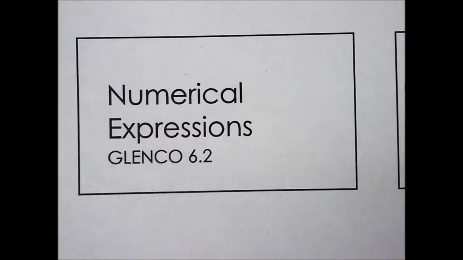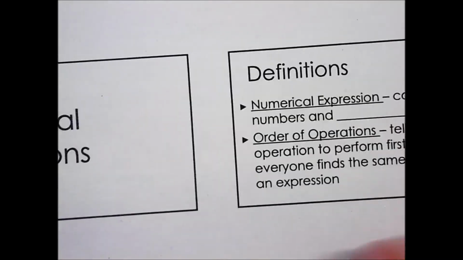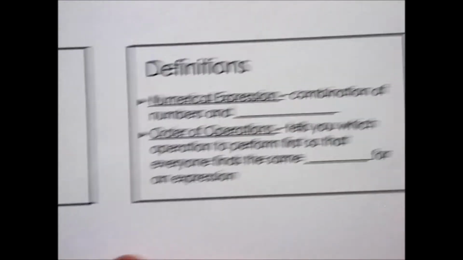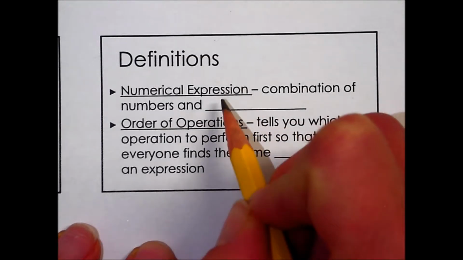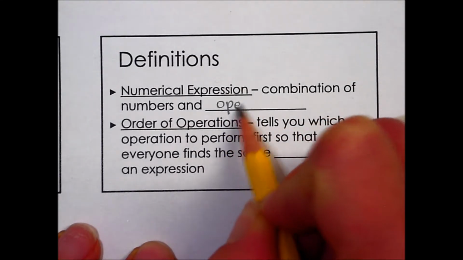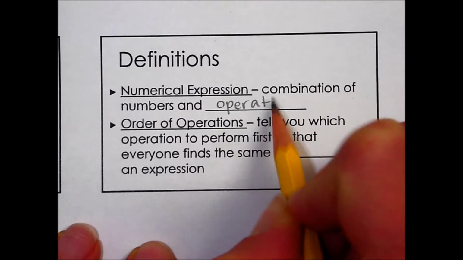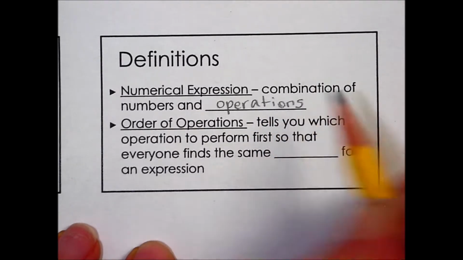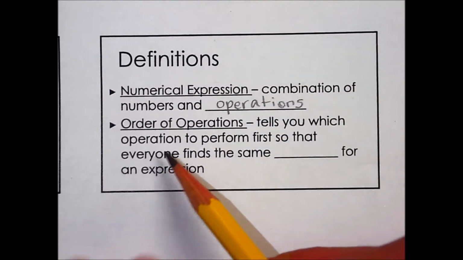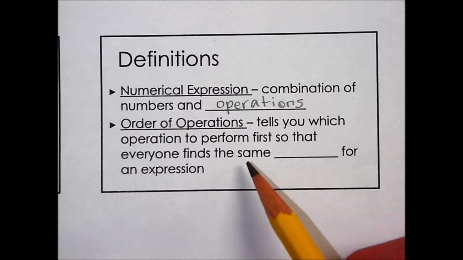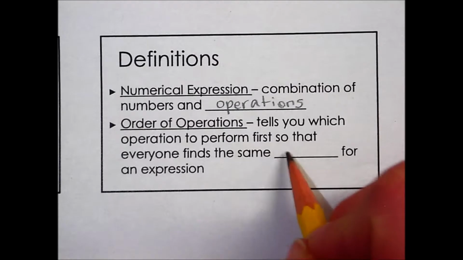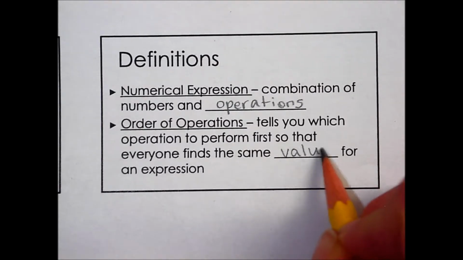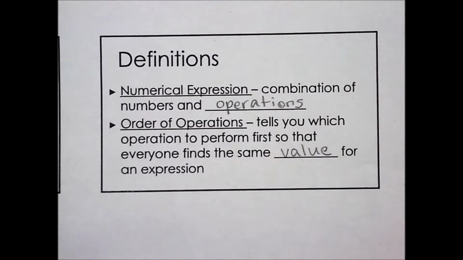Today our lesson is called Numerical Expressions. It's Glencoe 6.2. We'll start with our definitions. A numerical expression is a combination of numbers and operations. The order of operations tells you which operation to perform so that everyone finds the same value for an expression.